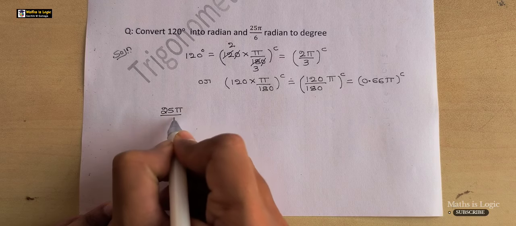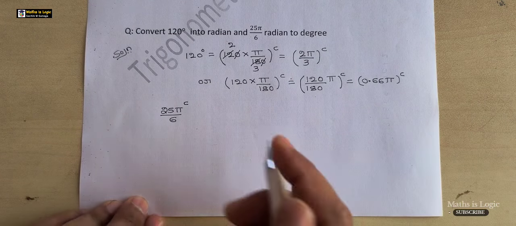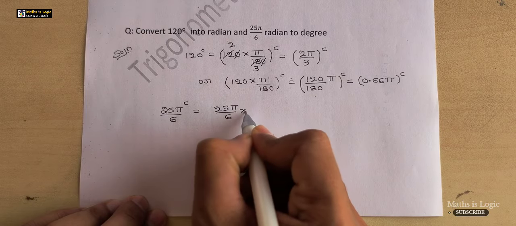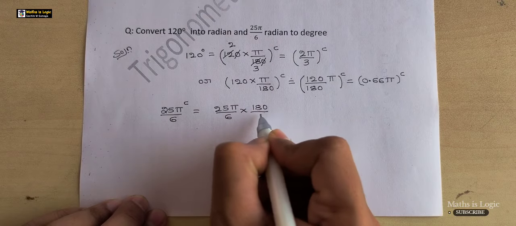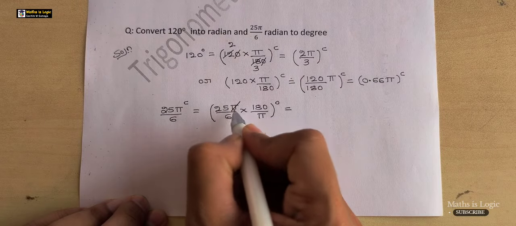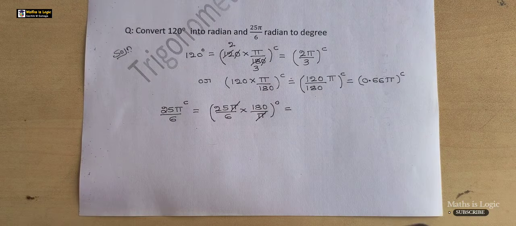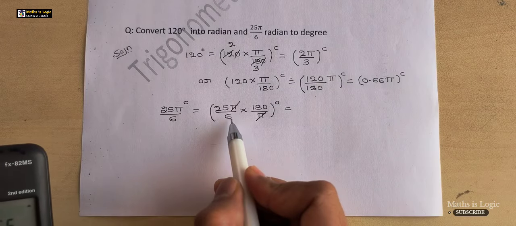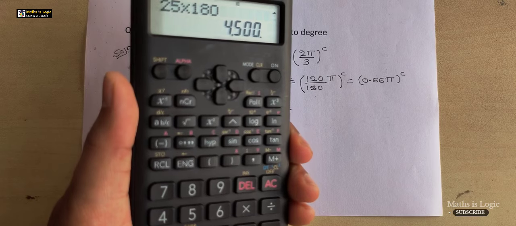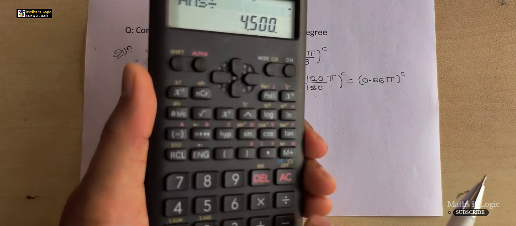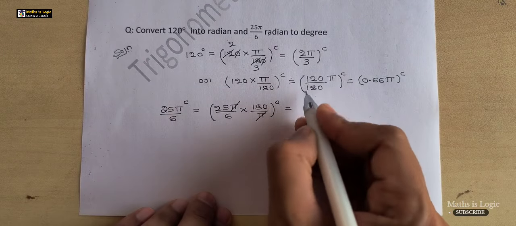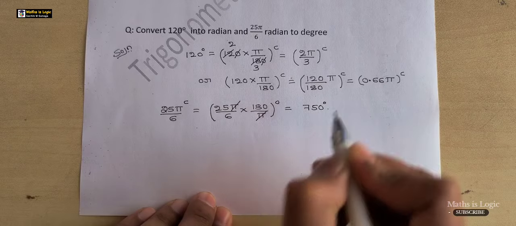Next, 25 pi divided by 6 radian convert into degree. So what to do? For this, 25 pi divided by 6 multiply by 180 divided by pi, so that time it will convert into degree. Cancel pi and pi, directly multiply 25 into 180 divided by 6. So what is the answer? 750. Therefore 750 degree.